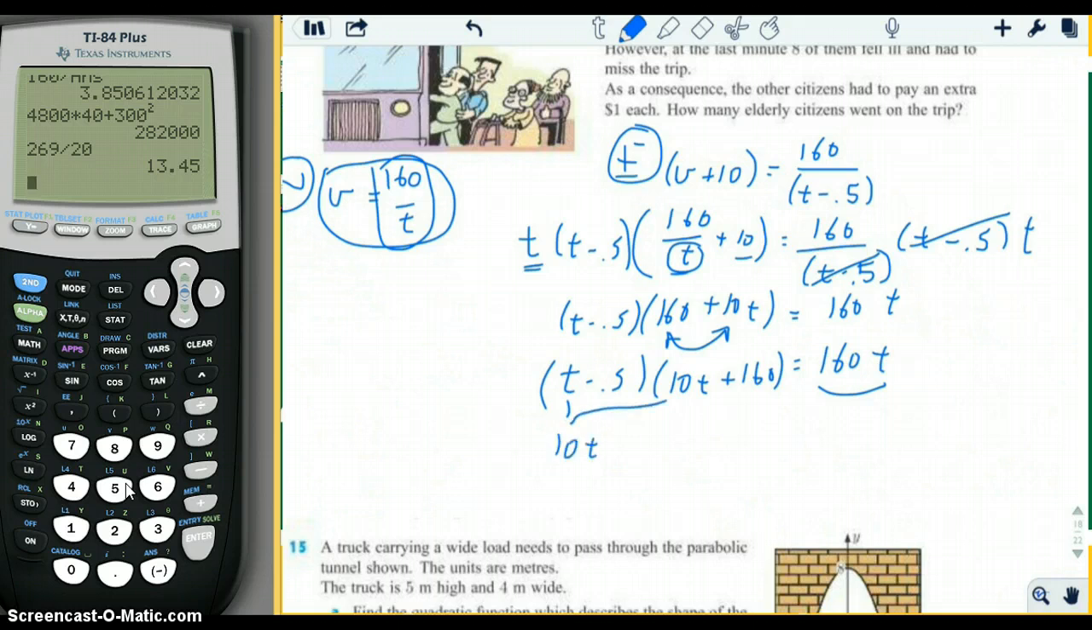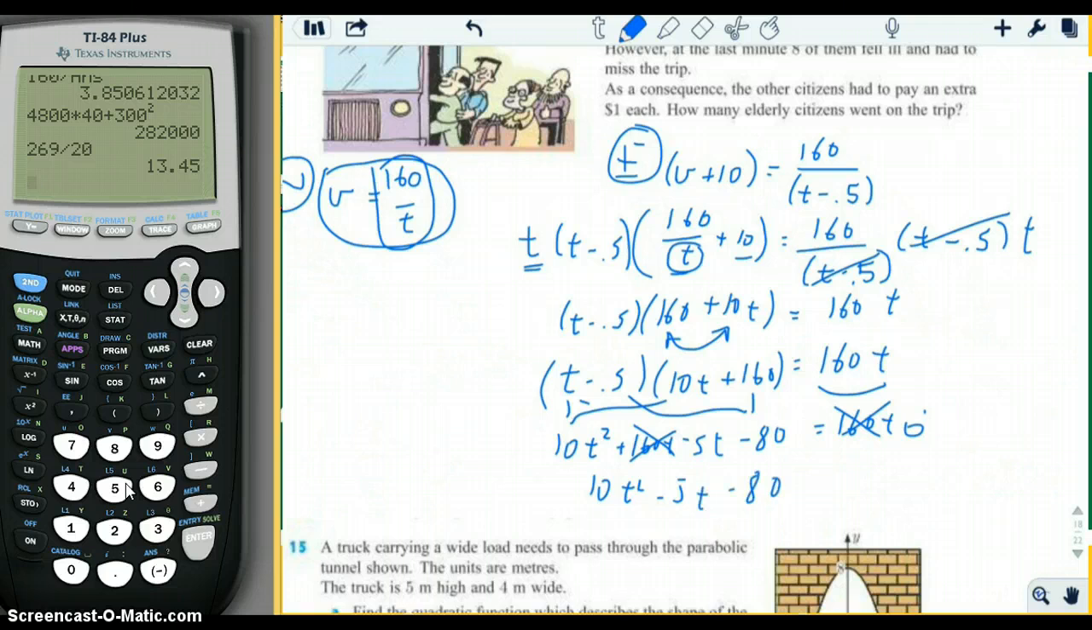10t times t is 10t squared. Negative 0.5 times 160 is negative 80. Let's multiply the outside terms. t times 160 is plus 160t. The inside terms is negative 0.5 times 10t, which is negative 5t, equals 160t. And what do you know? There's a 160t here, there's a 160t here. We can get rid of those, and we're left with 0 on this side. And then on this side, we have 10t squared minus 5t minus 80.